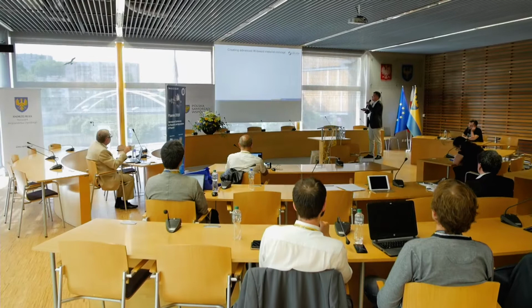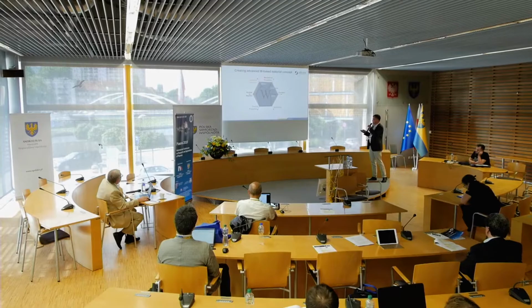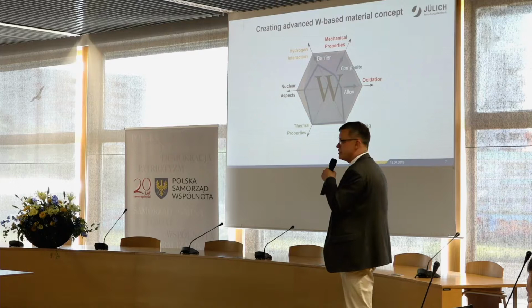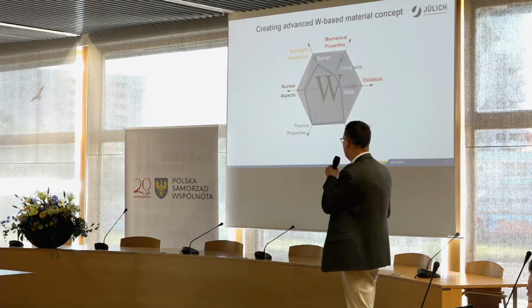It's not us in Jülich alone, but us in Europe, so this is a European activity. If we look at the characteristics of tungsten, shown here in six main areas, we can notice several characteristics which are already quite good, like thermal properties and sputtering resistance, which we put in green. There are several characteristics which we cannot change. We cannot go against nature. This is nuclear activation. We cannot suppress this.